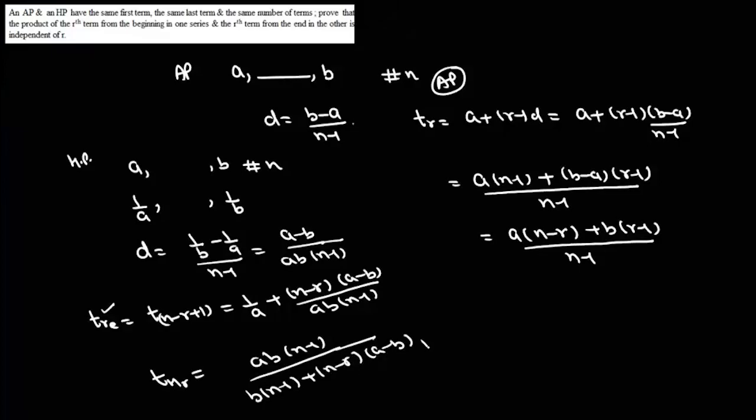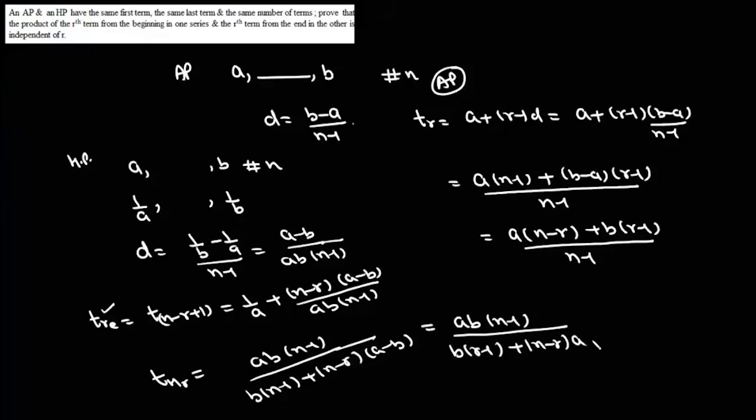Now we'll take the terms of b together, so it will be ab(n minus 1) upon, and here this b will be (n minus 1) minus n plus r. So it will be b(r minus 1) plus (n minus r) into a.